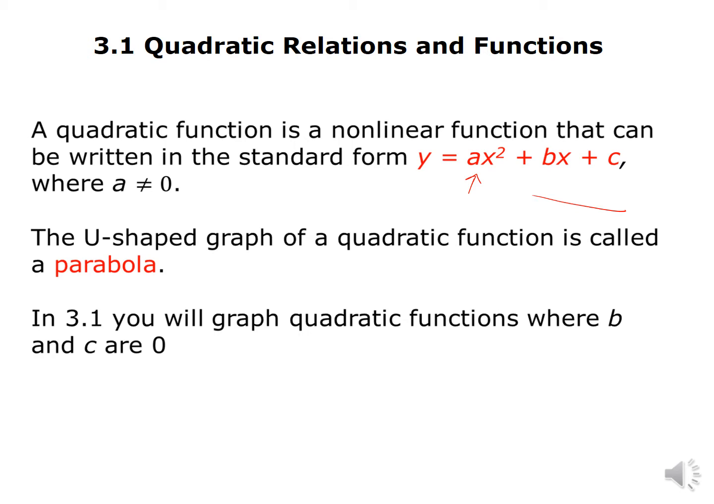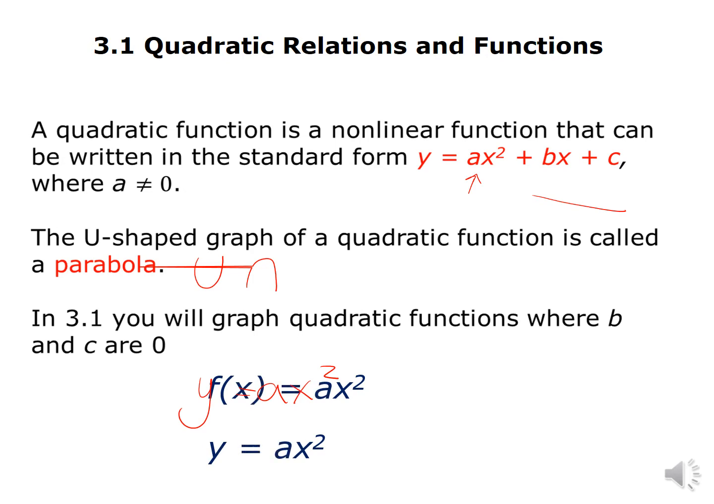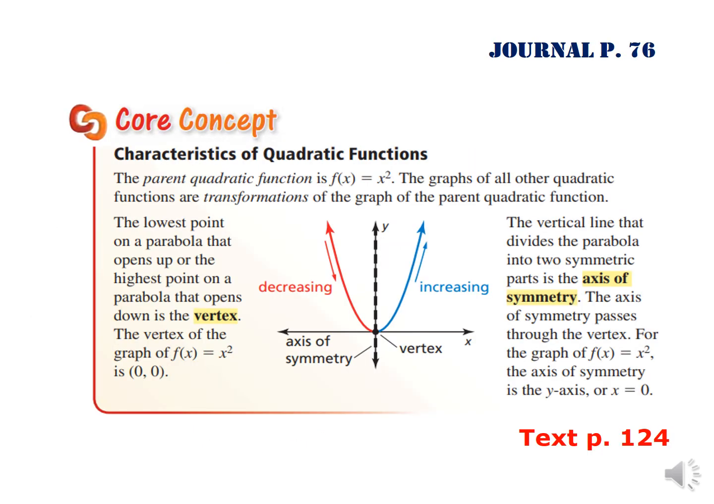Okay, the u-shaped graph of a quadratic function is called a parabola. In 3.1, you will graph quadratic functions where b and c are 0. So you're just going to have y equals ax squared. Okay, in your journal on page 76, this is all discussed for you. It's telling you that the lowest point on your graph is called the vertex, or the highest point if it's shaped like this. And the vertical line that goes down through the vertex is called your axis of symmetry.